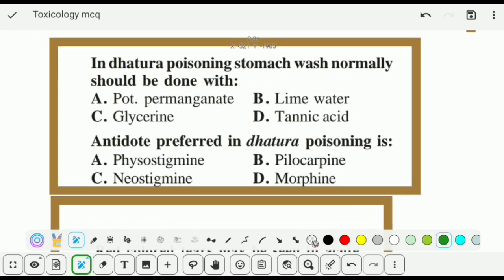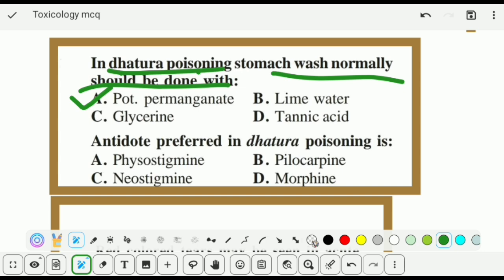Moving on to the next question. In case of dhatura poisoning, stomach wash normally should be done with. Stomach wash involves cleaning out the contents of the stomach. It is also known as stomach pumping or gastric irrigation. It is commonly done on a person who has ingested a poison or who has taken an overdose of some kind of drug. So in the case of dhatura poisoning, potassium permanganate, KMnO4, option A would be the correct answer.